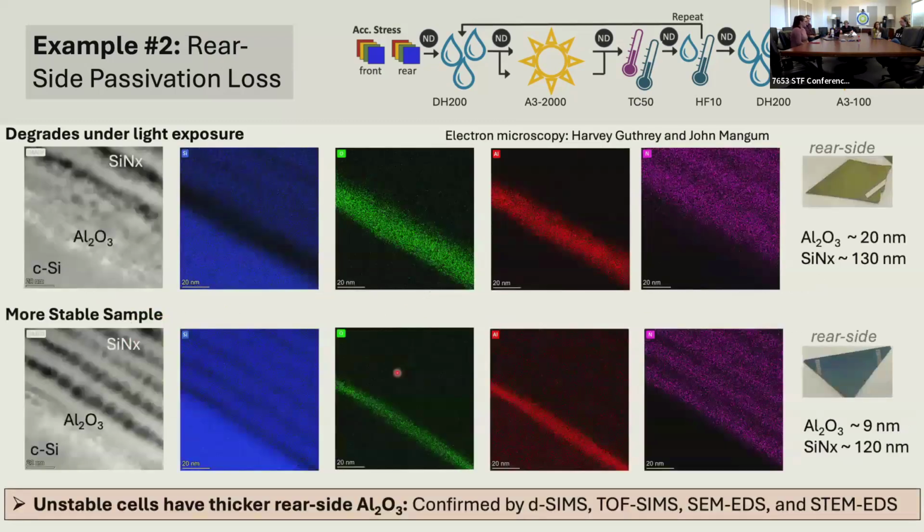So we did look at segments of these yellow rear and blue rear samples to understand what the differences are on the rear side that could cause this significant degradation. So we see a much thicker aluminum oxide coating for the samples that do eventually degrade under light exposure, maybe slightly thicker nitride as well. We confirmed this result with several different characterization methods as well.